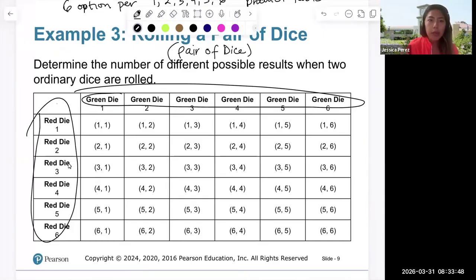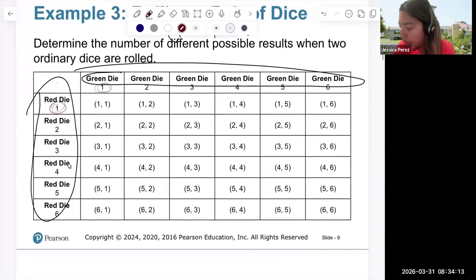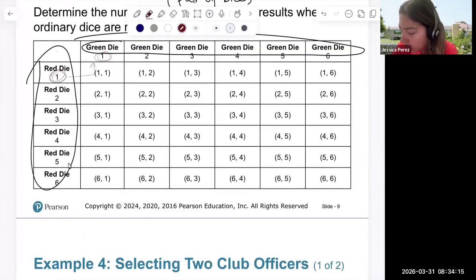And then how many options do you have for the green or the blue? The color doesn't really matter. This is just an example; it could have been a blue die or a red die. What I'm interested in is how many options I will have. So if the first one landed on a 1, and the second one landed on a 1, that's 1, 1. And then the second time it rolled a 2. So again, 1, 1, 1, 2.